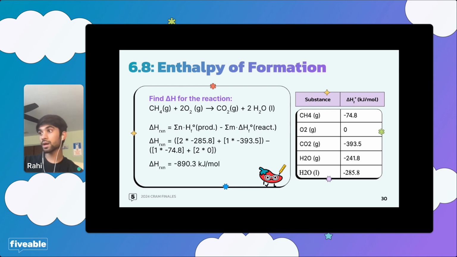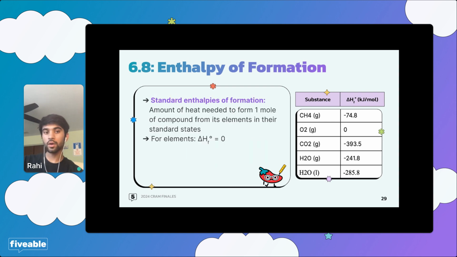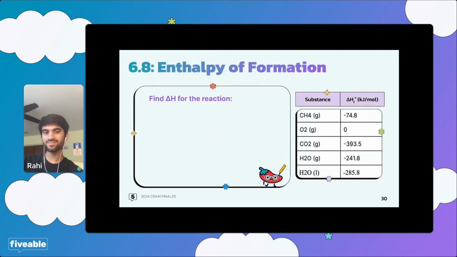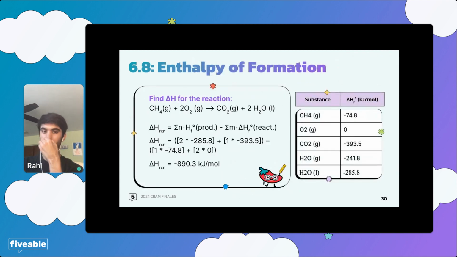And then you do the math, and there you go: negative 890.3. I'm sorry, that was an accident, I thought there was something else back there, but that's fine. So the enthalpy of the reaction based on the formation delta Hs would be negative 890.3. Negative meaning it's what? Exothermic or endothermic? Exothermic, right?